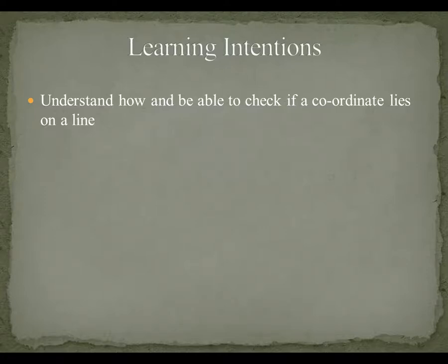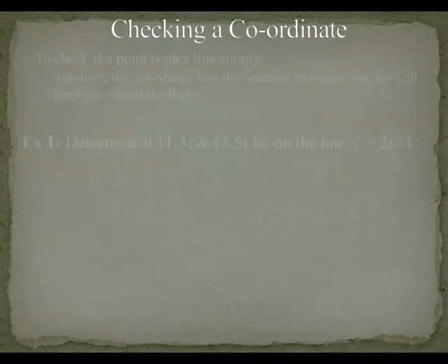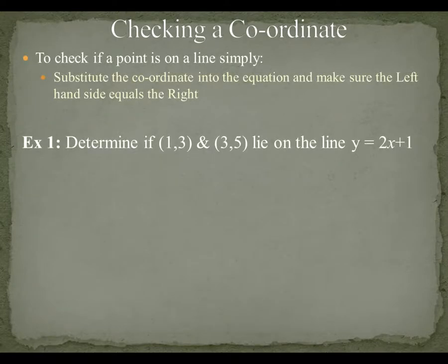Another wee area with straight line theory is I want you to understand how and be able to check if a coordinate lies on a line. It's just a test. Some of the questions are for maybe a mark. We'll ask, does this coordinate lie on the line you found? So to check if a point is on a line, you simply substitute the coordinate into the equation and make sure the left-hand side equals the right. So there's an example to try.